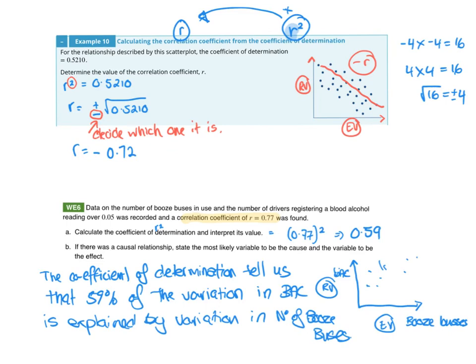So you're going to get questions where you're going to have to do the whole lot. They'll give you the 2 lists, create a scatter plot, determine which one's EV, RV, get the R value, and then get R squared and interpret it. So that's what we're up to at the moment. So I'll do a couple more questions.